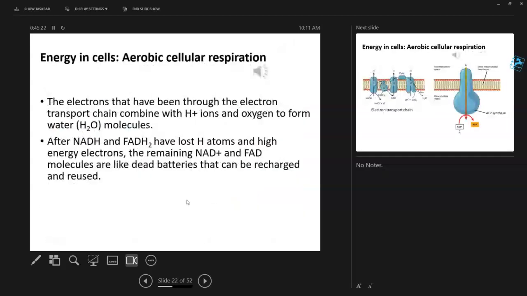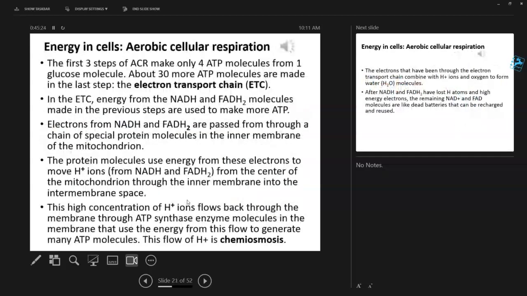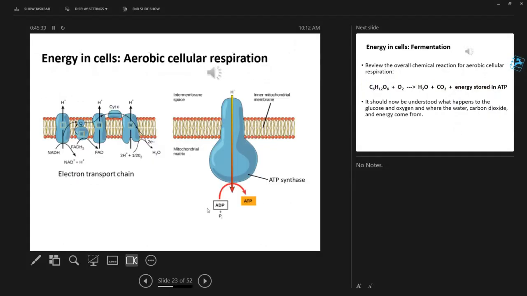This is called chemiosmosis. This process here of pumping H plus through and then having it come back through that enzyme is called chemiosmosis.